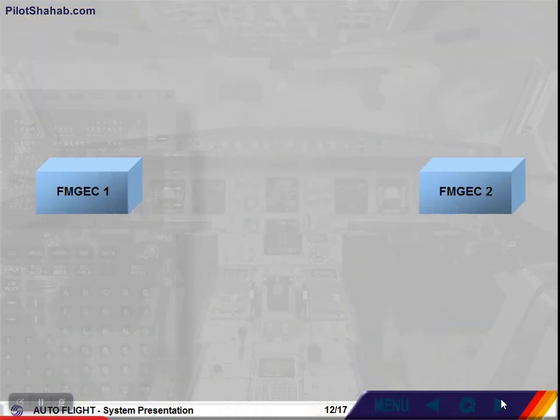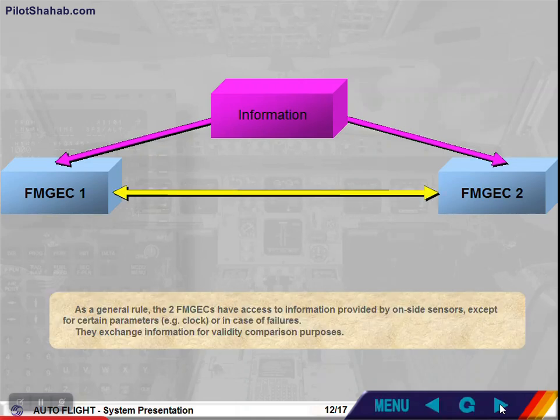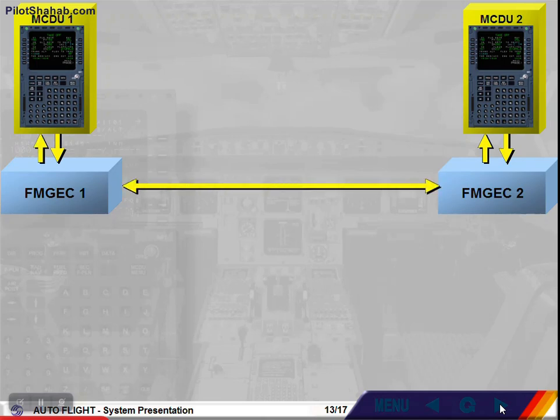As a general rule, the two FMGECs have access to information provided by on-side sensors, except for certain parameters, e.g. clock, or in case of failures. They exchange information for validity comparison purposes. For example, information from MCDU-1 is received by FMGEC-1 and transmitted to FMGEC-2. All FMGECs and MCDUs are then synchronized.